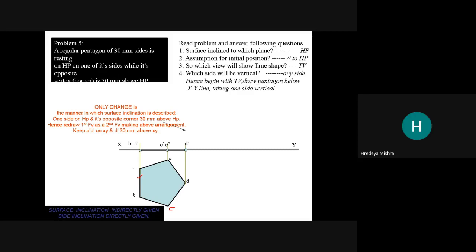Hence, redraw first front view and second front view making the above arrangement. Keep A dash B dash on the XY line and D dash 30 mm above the XY. So make this: take a line parallel to the XY line 30 mm above. So we take this now. So A dash B dash C dash E dash, and this is D dash. So we get this.